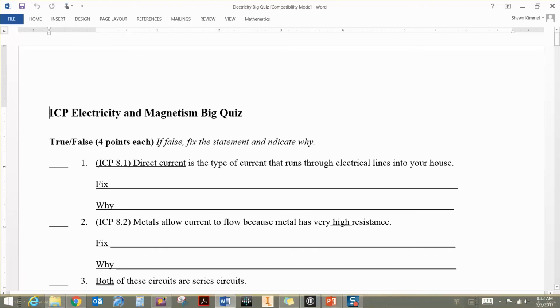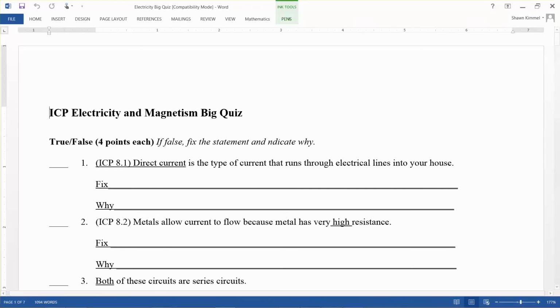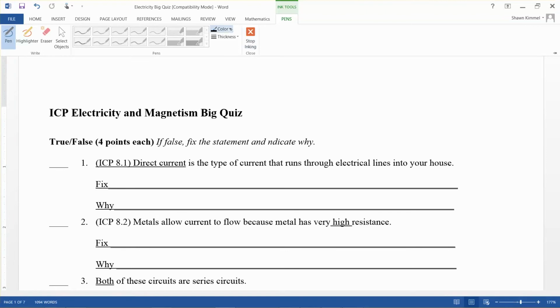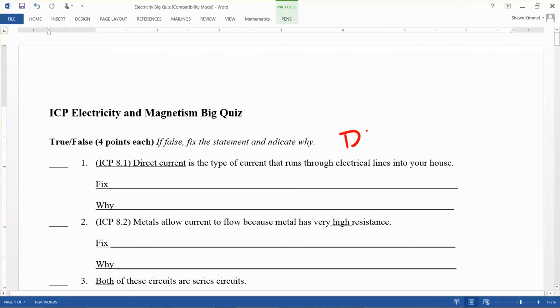First one here, this is an old test. It says direct current is a type of current that runs through electrical lines into your house. Well, direct current is DC current, and as we've learned, direct current is what we use quite often with our batteries. We know DC is for batteries, so it's not what's coming into your house.